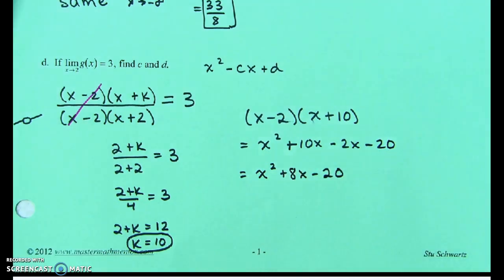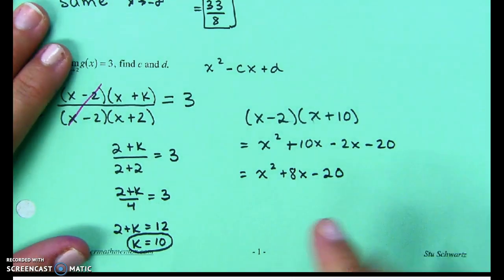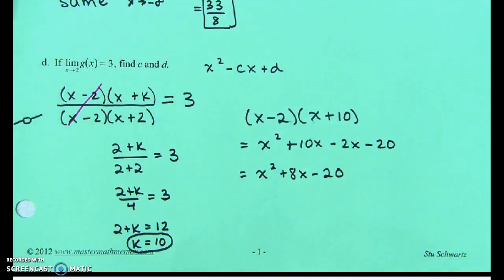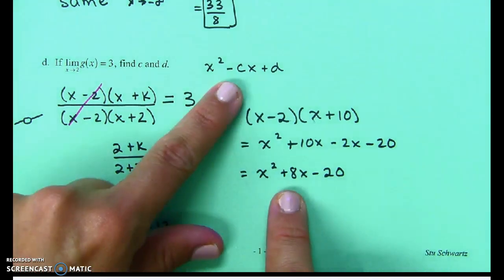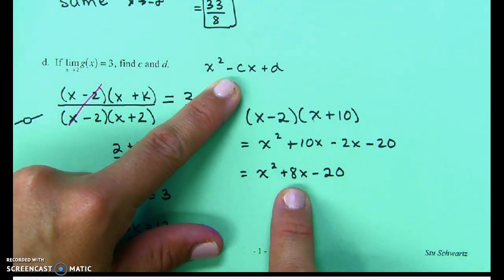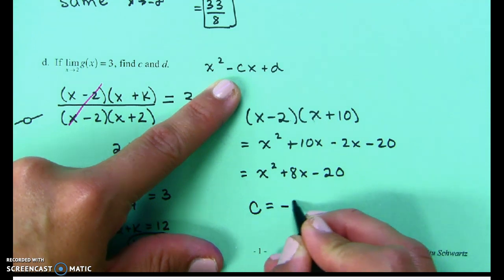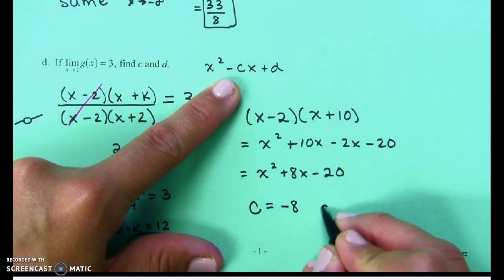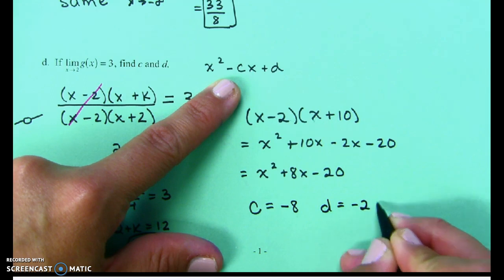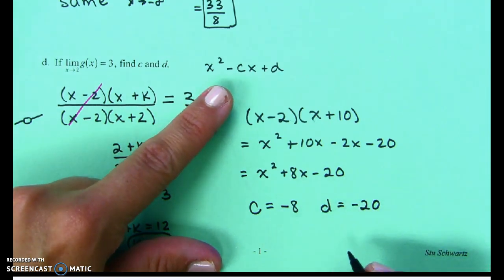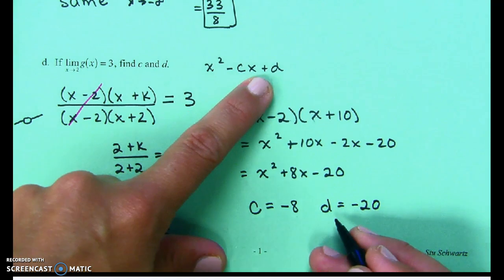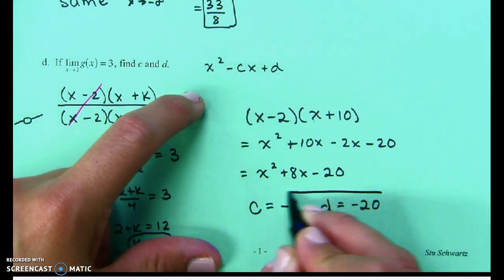Like that. Cool? So C, now they're really messing with us, okay? This says minus C, but we actually got a plus 8 here. So C is actually equal to negative 8. Why would they do that? I don't know. It's not very nice. Just kind of switch the sign here. And then D was plus D, so D is equal to negative 20. So there's C and D.